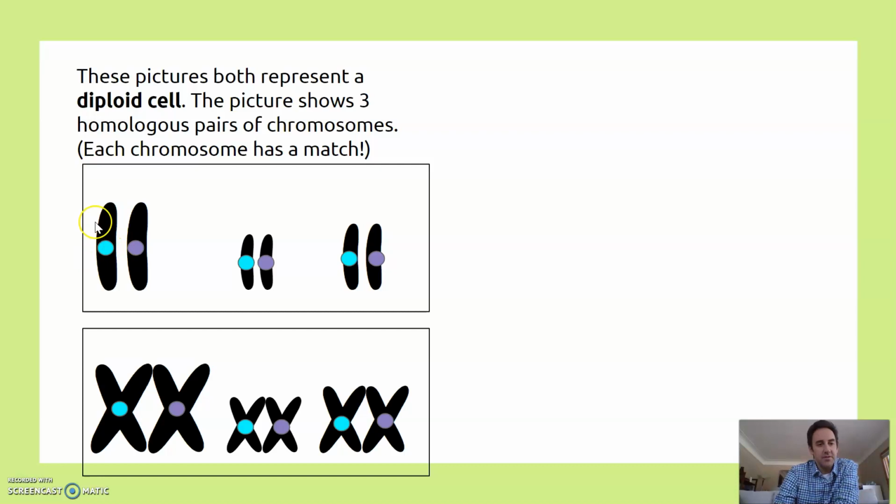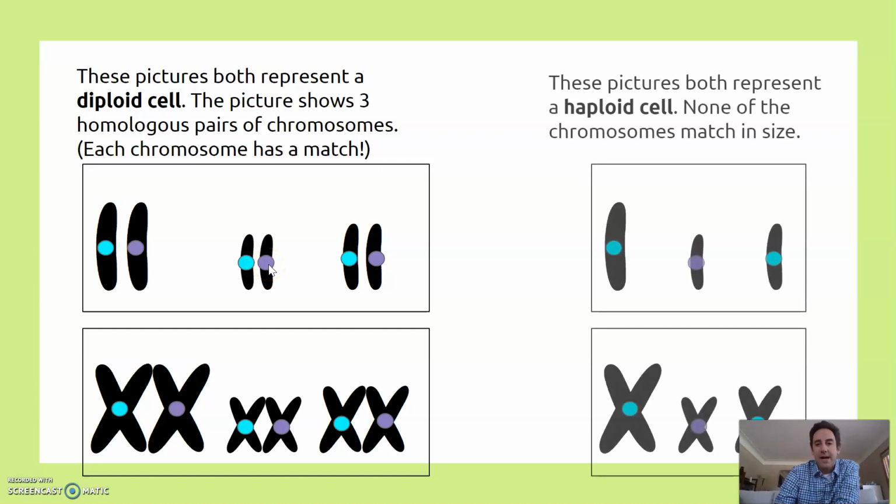So again, this is going to be the red skittle and the purple skittle, the brown Milky Way, the yellow Milky Way, etc. Haploid cells are going to look like this, where they just have 1 copy of each chromosome. So this has the blue, but not the purple. This has the purple, but not the blue, etc.